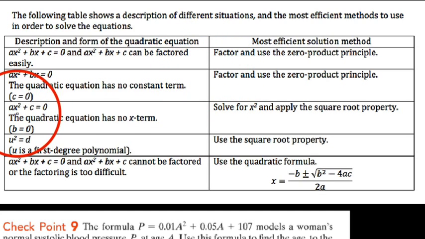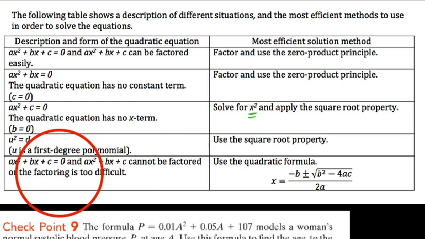Now, if we have something of the form ax squared plus 0x plus c equals 0, that is, you're lacking an x to the first term and you just have an expression in x squared, then what we're always going to do is solve for the squared quantity and then apply the square root property, which means we'll take the square root of both sides. So in these last two cases, if we have an expression in x squared equal to some number d, we'll use the square root property.